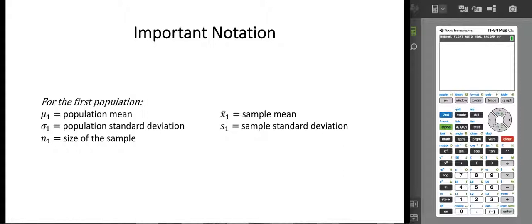So there's some important notation in this section. Remember, we're going to have two samples, two populations in these examples. So we're going to denote those using subscripts. We'll use 1 as a subscript for the first population and 2 as the subscript for the second population. So mu sub 1 is the population mean. Sigma sub 1 is the population standard deviation, and n sub 1 is the size of the sample. We also have a sample mean, which is x bar sub 1, and our sample standard deviation, which is s sub 1. Just want to make sure you're familiar with all this notation.